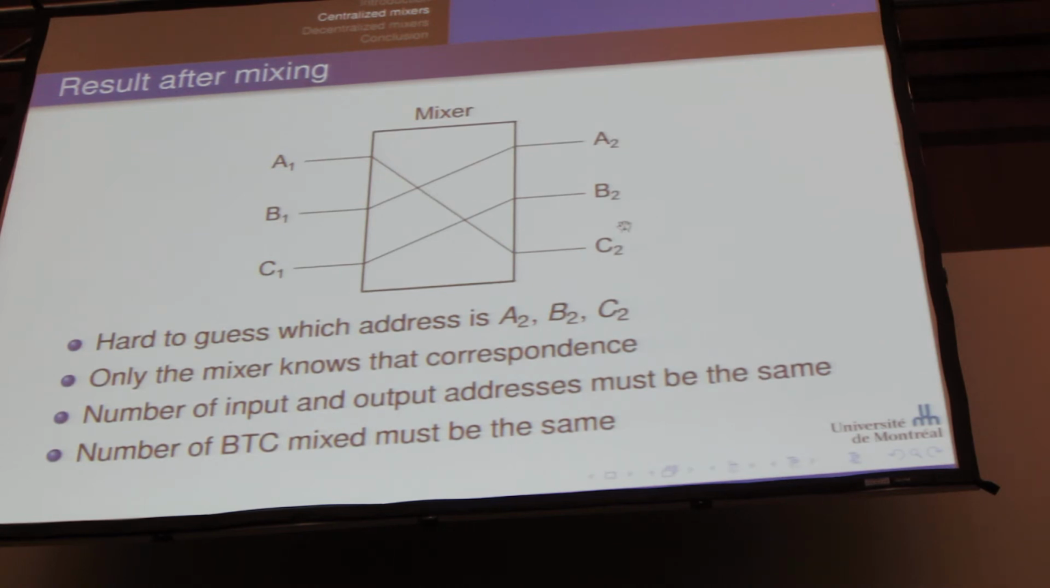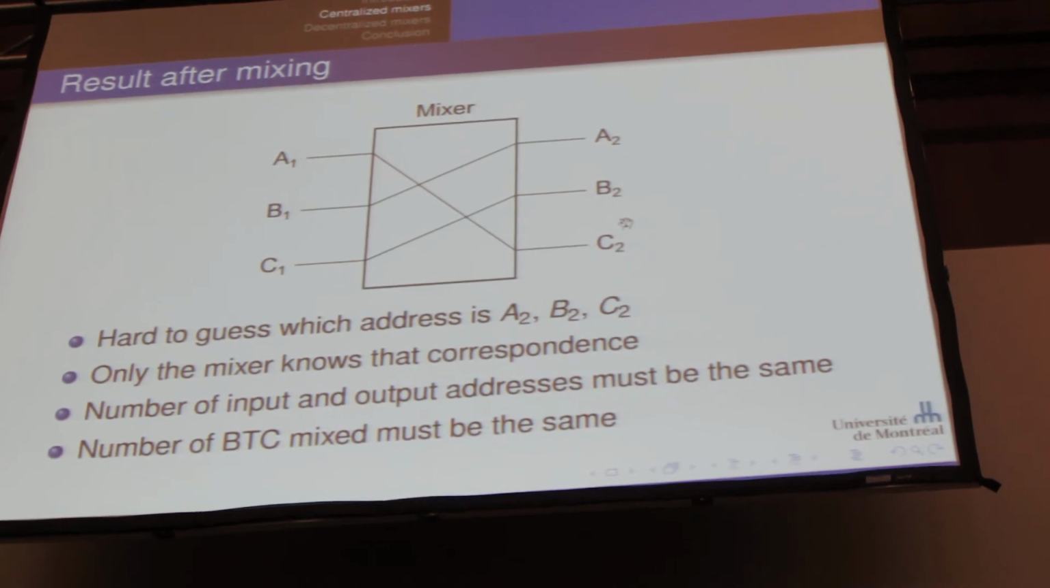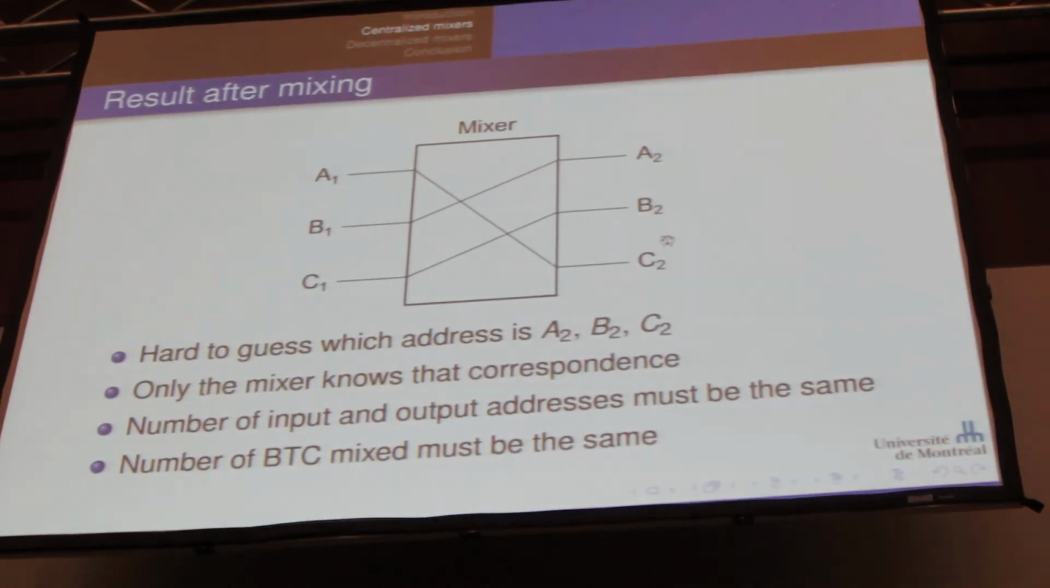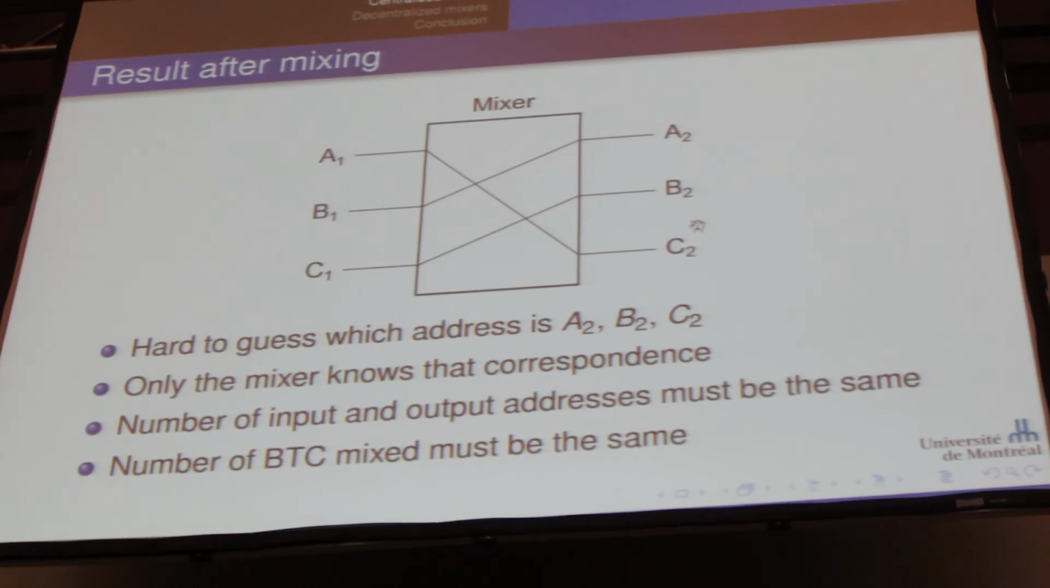Of course, three addresses like that is very insufficient. You would expect dozens or even hundreds of people to participate in such a mixing transaction. Now, you have to realize here that the mixer did create this permutation, this mix, and thus knows the correspondence between the addresses of each of the parties, so it will be able to de-anonymize the parties.